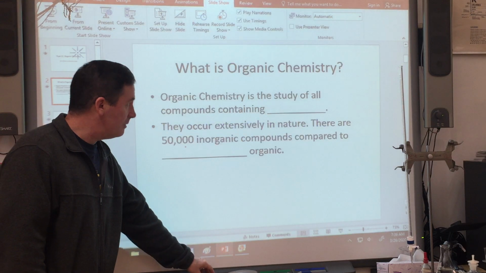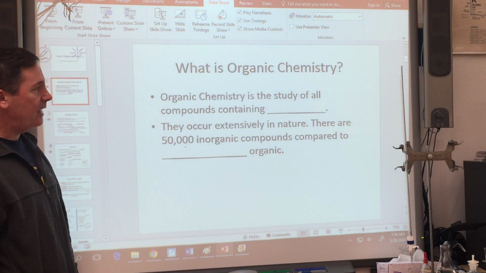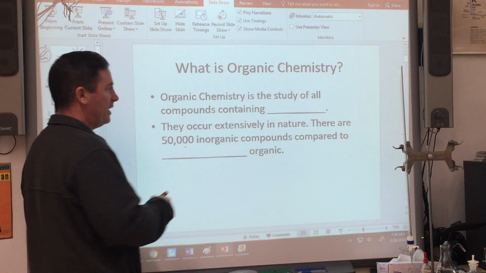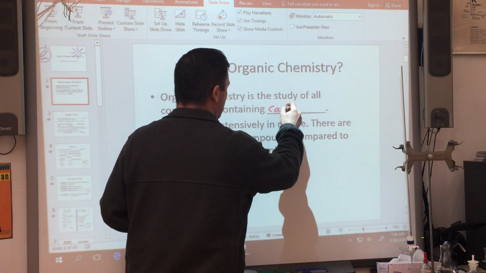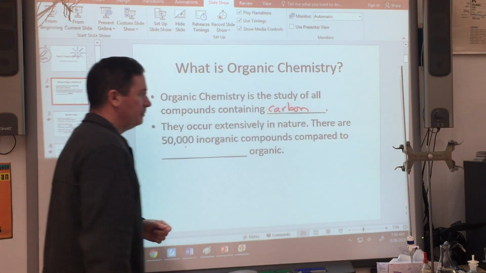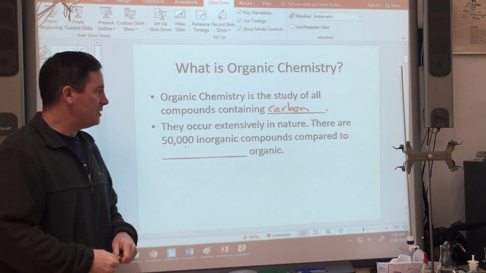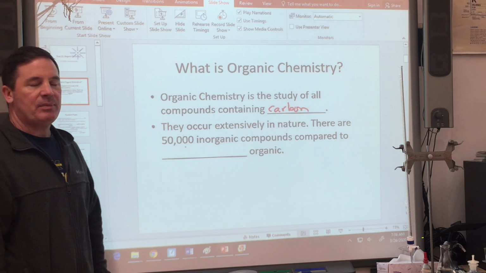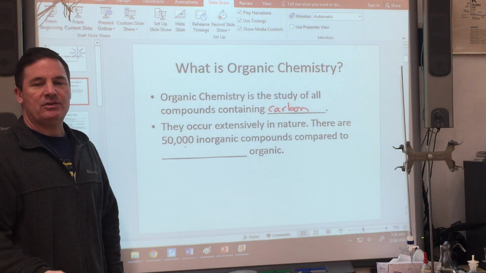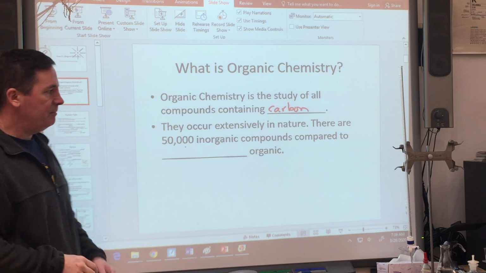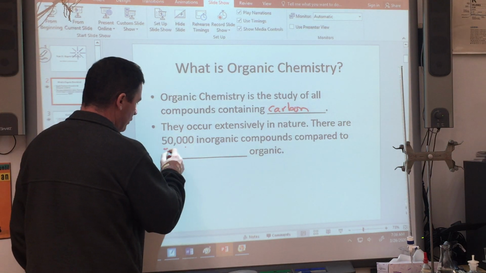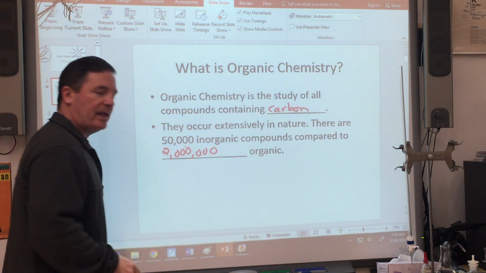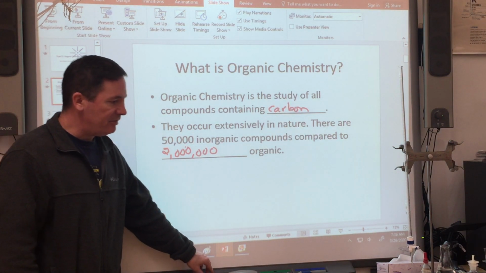Okay, so let's take a look. Organic chemistry is really anything that has to do with something that is carbon-based. They occur extensively in nature. There are about 50,000 inorganic compounds, and those are compounds that don't have carbon in them, compared to over 2 million organic compounds that have been identified.